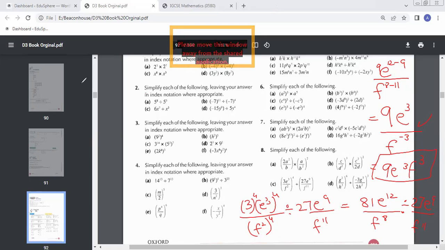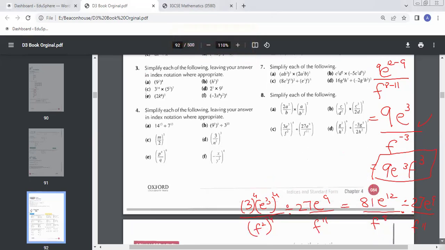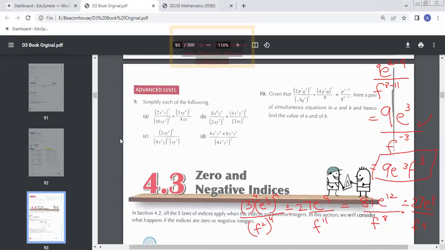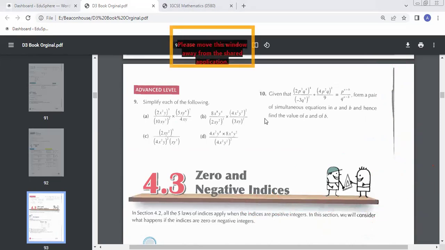Let's move on to a few more questions from this concept. There are some advanced level questions, so let's do that. Now let me do one of the complex parts in which there are some power of power rules as well. So let me do this B part. The B part says 8, x^8, y^4, nothing to do.